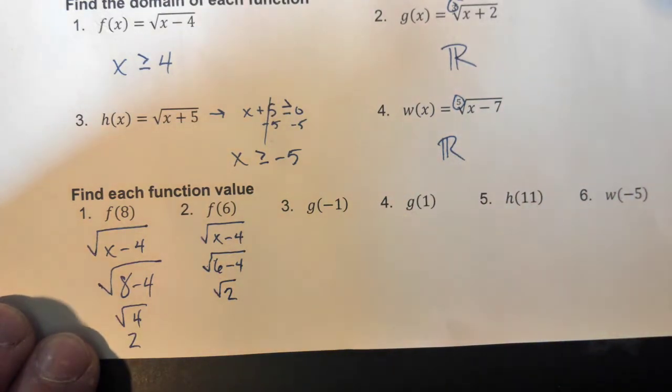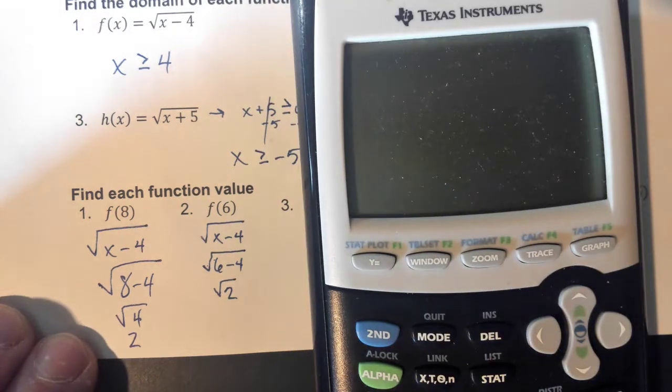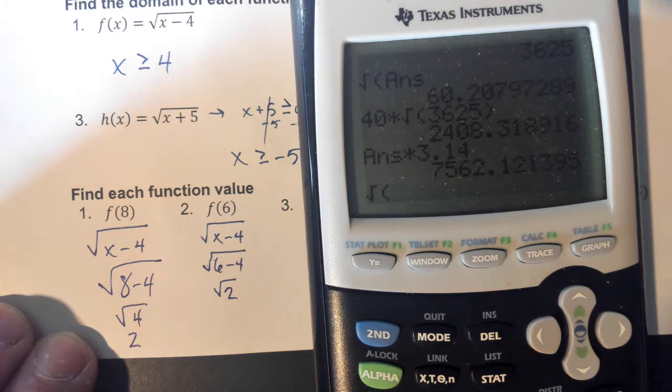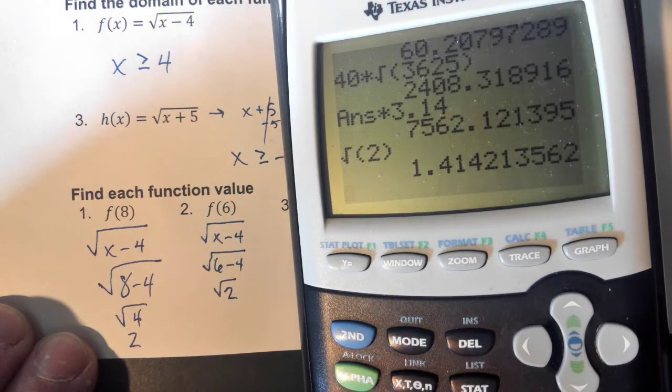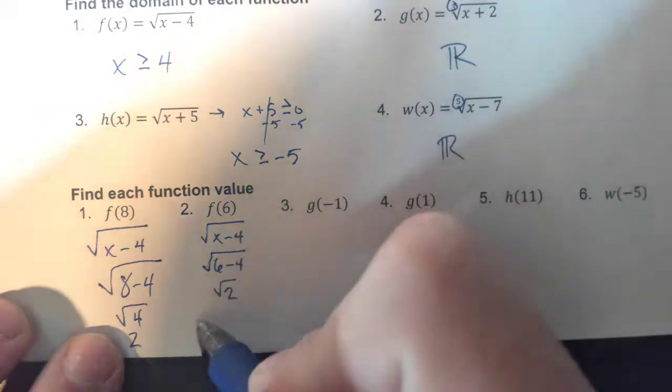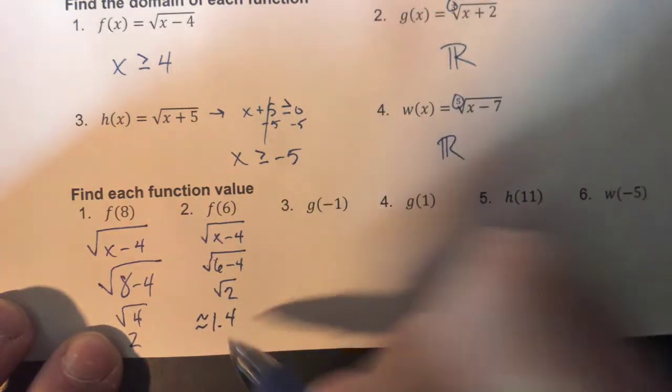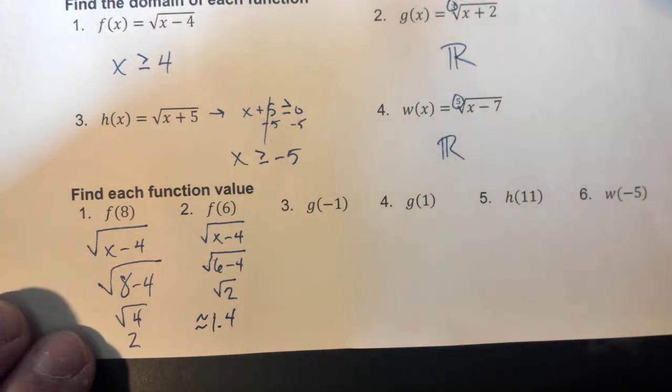And when we are going to graph this, we'll want kind of a decimal approximation. So we should pull out our calculator and type in the square root of 2 to get a decimal approximation. It's about 1.4. So I would write that down. That's going to help you graph it.